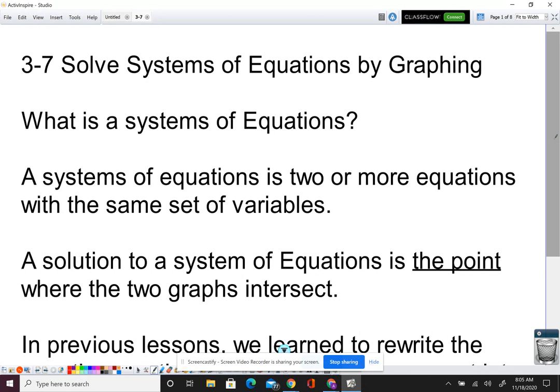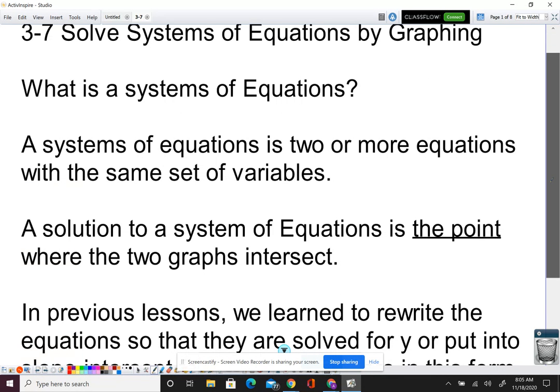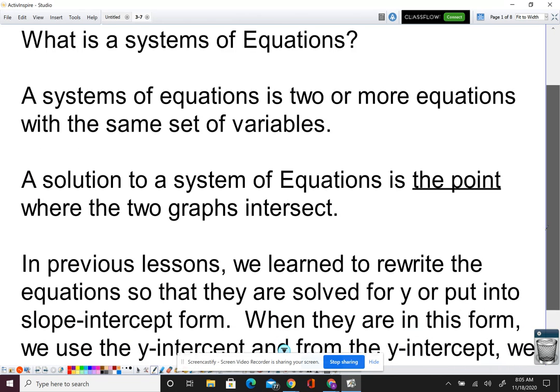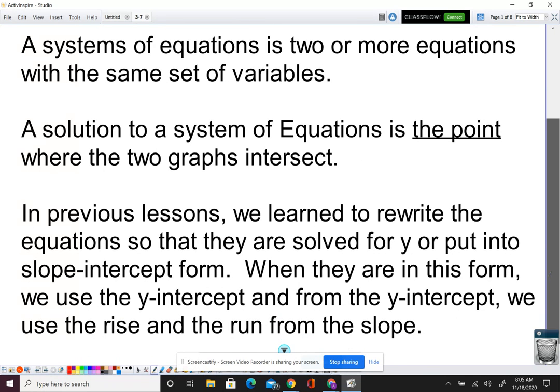So what is a system of equations? A system of equations is at least two equations, or more, that you're going to be looking for a solution to. And the solution comes when the two lines intersect. So the solution to a system is the point where they intersect. If you have three lines in a system, they all three have to intersect in the same spot in order to have a solution.